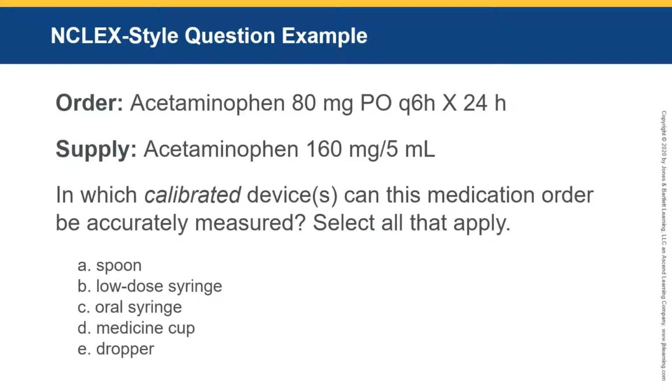So to answer this question, the student not only has to do the math to determine that the answer is 5 milliliters, but then also has to figure out which of those devices are calibrated. The answer is not 5 milliliters, the answer is 2.5 milliliters. They have to figure out which of those devices are calibrated at the 2.5 milliliter marking.